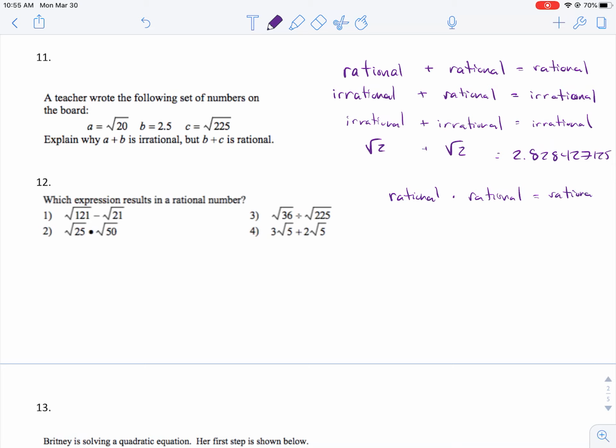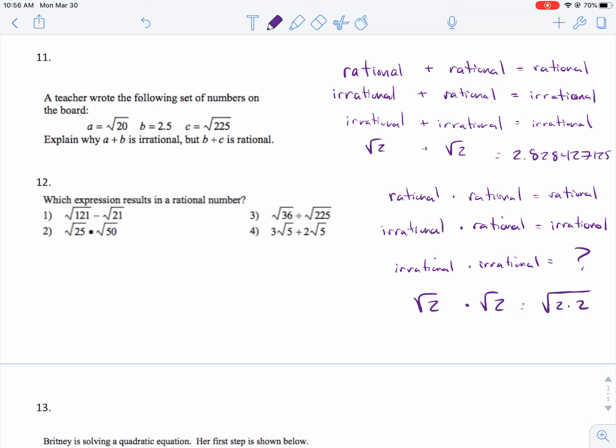When we're multiplying a rational times a rational equals a rational number. An irrational times a rational number is equal to an irrational number. And then an irrational number times an irrational number. Okay, this is the one I showed the other day. Sometimes it's rational and sometimes it's irrational.